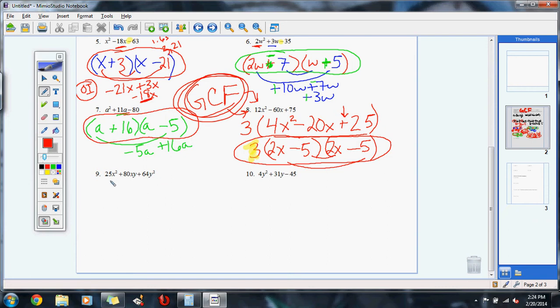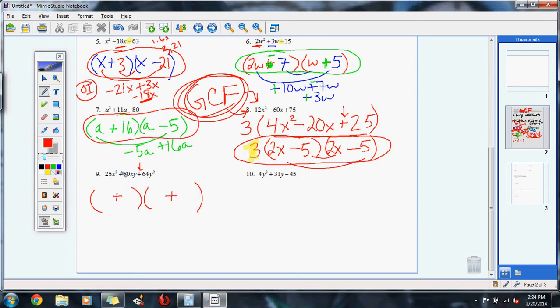Trinomial, no GCF. So what we're going to do here is set up a problem. It does have 2 variables, so we'll be careful here. But a positive sign here means both signs are the same. So then I look right here and I see that there's a plus.